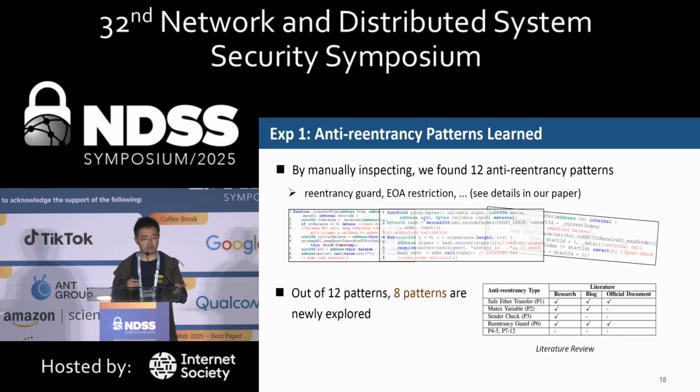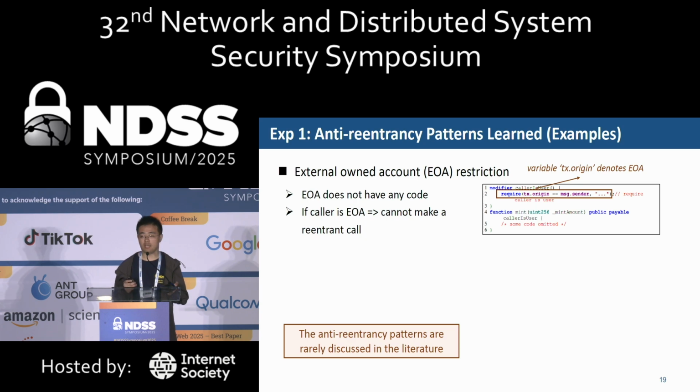For example, reentrancy guard and EOA restriction. Please see more details in our paper. And among the 12 patterns, 8 patterns are newly explored by our system. And here we show some examples of our newly discovered patterns.